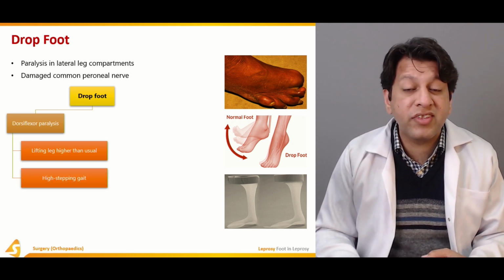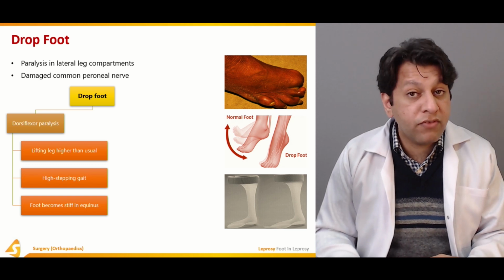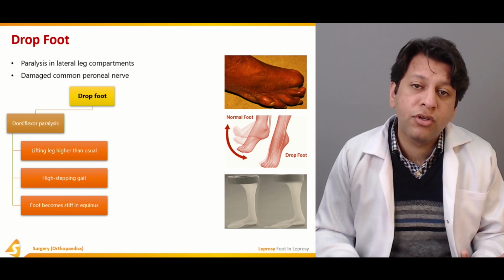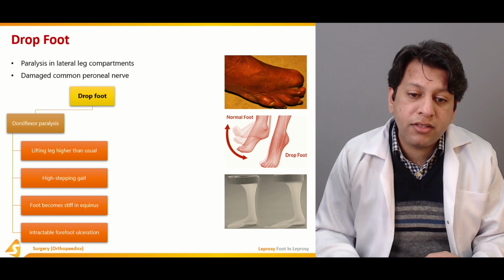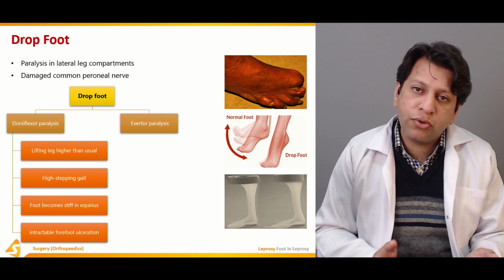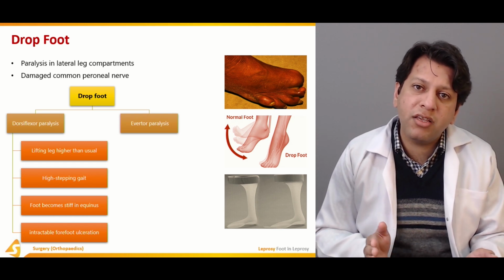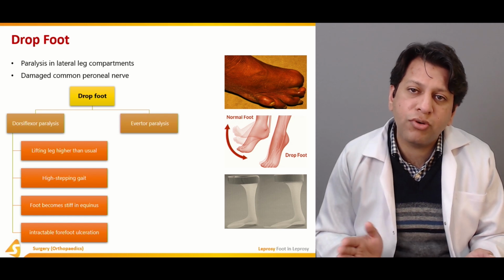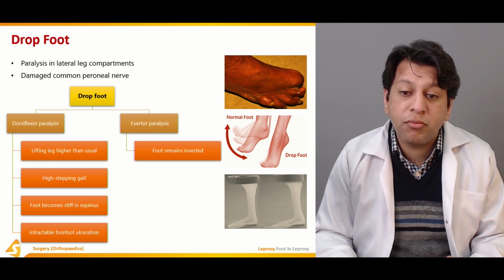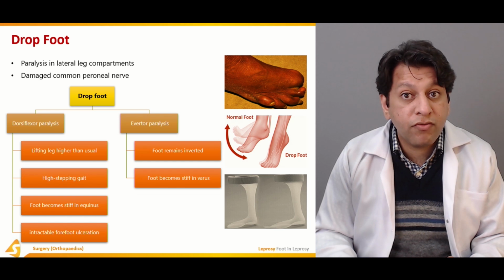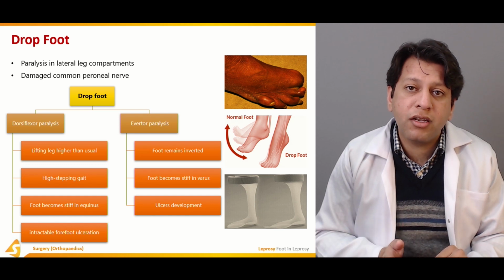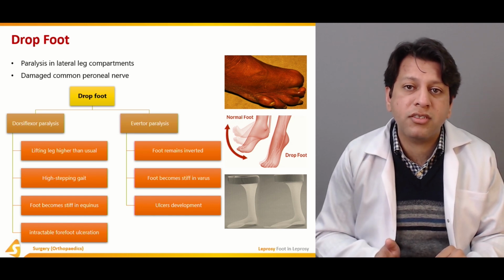Usually they are associated with a high stepping gait. The foot becomes stiff in equinus, because if it remains in equinus for a long time, joint contracture eventually occurs, leading to a rigid equinus deformity. And this eventually leads to intractable foot ulcerations. As I told you, the peroneus longus and peroneus brevis are also paralyzed. They are the main evertors of the foot, and evertor paralysis leads to inversion of the foot. So the foot is in equinus and inverted. The foot remains inverted, becomes stiff in varus, and usually ulcers develop as well, because with varus, the lateral border of the foot is more in contact with the ground as compared to the medial border.